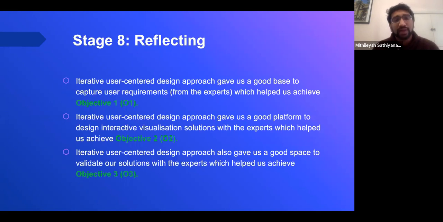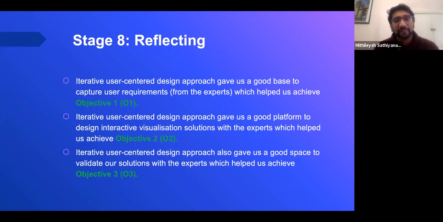As I mentioned earlier, in stage 8, we need to reflect on whatever work we have done. It's a very iterative process. We cannot just say that we are done, we just deployed a solution and the healthcare professionals are quite happy about it. I think that's not the end of it. It's about reflecting and improvising on a constant basis.